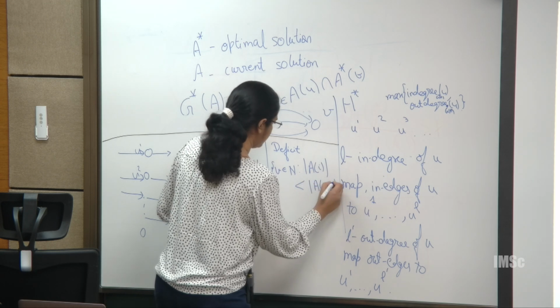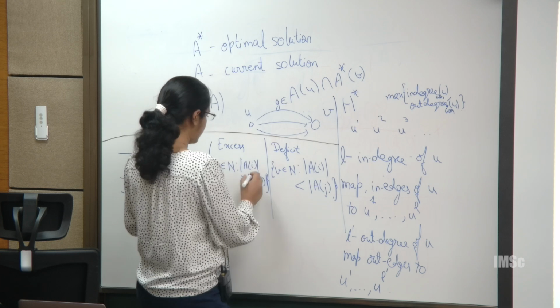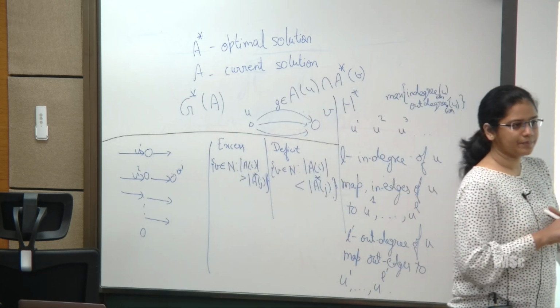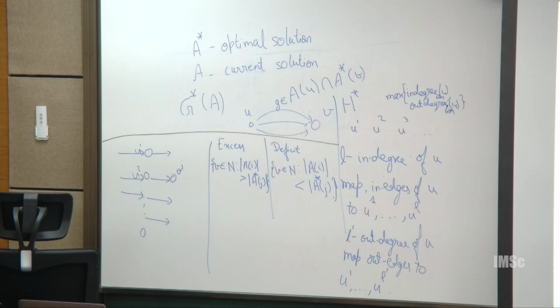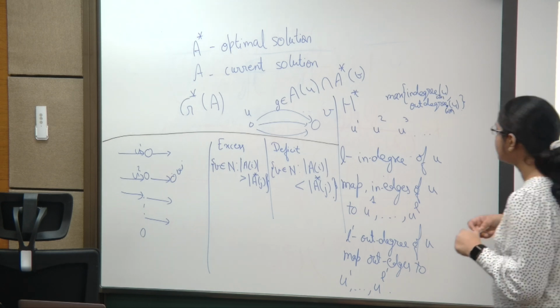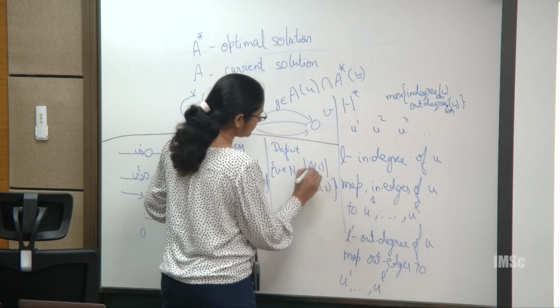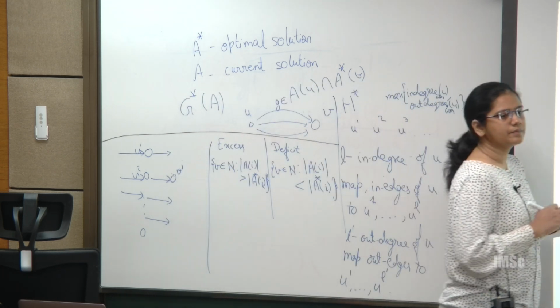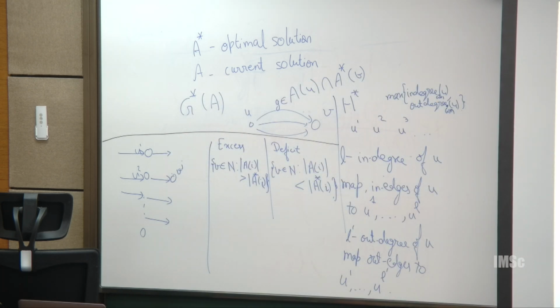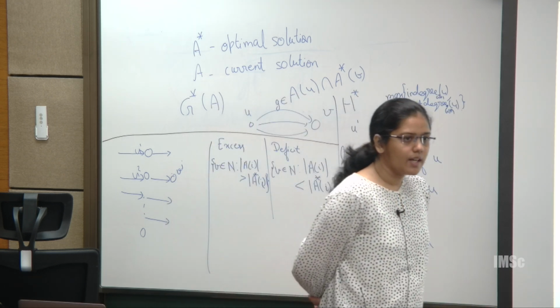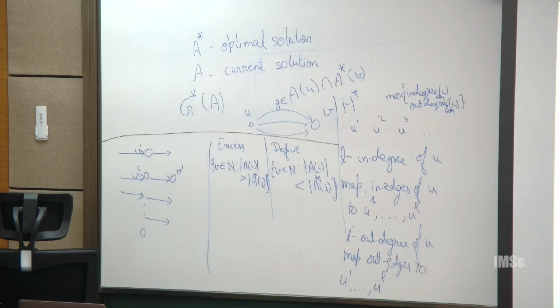Shouldn't that be A star i? You are right. It should be A star i. It's not ij, it's i, you are right. Star should be on the first. So, this is how I am defining excess, meaning currently you have excess of goods, and deficient meaning currently you are deficient of goods. Okay?